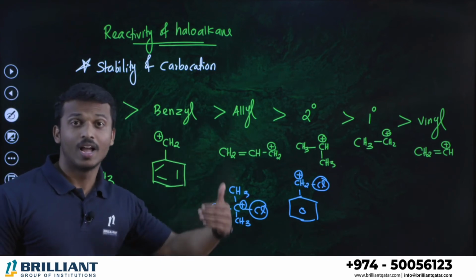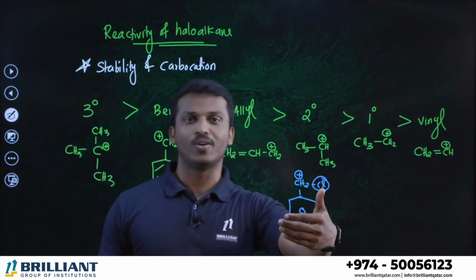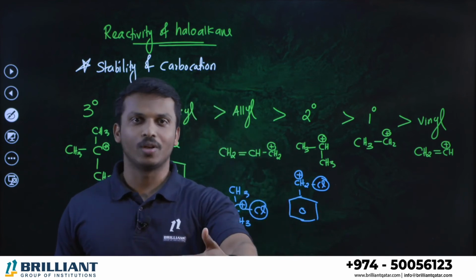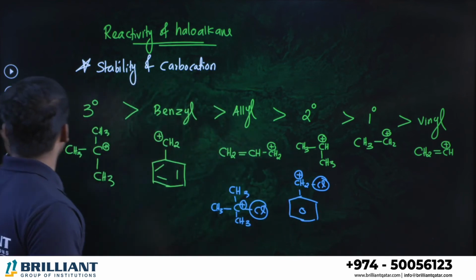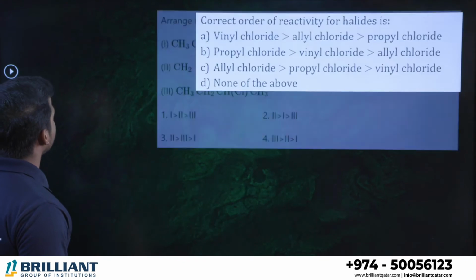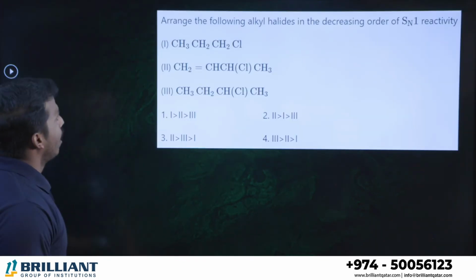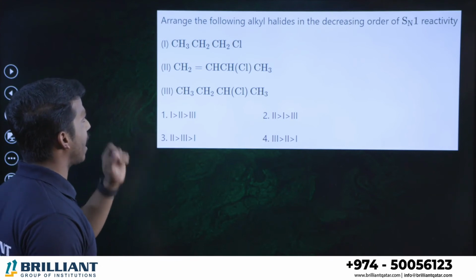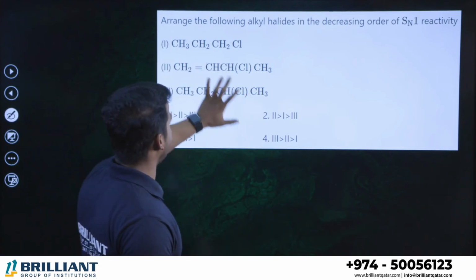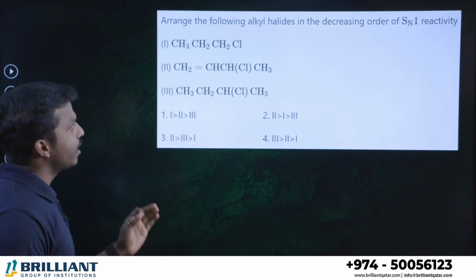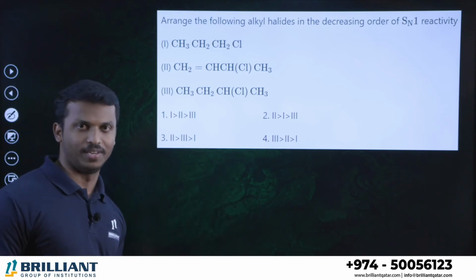So let's go to the questions I showed you in the beginning of this video. Shall we go to that question? Let's crack it. See the question, all of you. By using the theory, we can discuss that. Question number 1. Arrange the following alkyl halides. See, all are alkyl halides. Chlorine is there. In the decreasing order of SN1 reactivity.